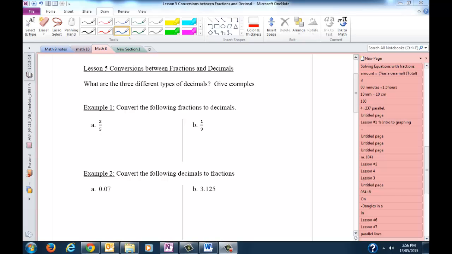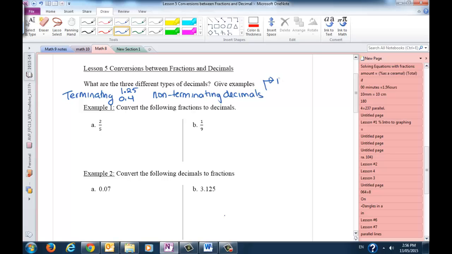Today we're going to look at conversions between fractions and decimals. So we actually have three different types of decimals. We have something that we call a terminating decimal, and an example of terminating would be 1.25 or 0.4. And then we have two types of non-terminating decimals.